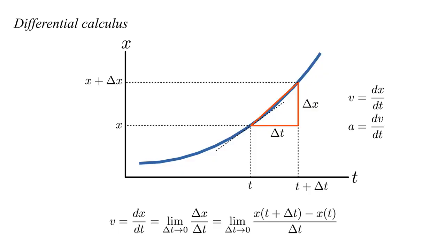We say that velocity is the derivative of position, and acceleration is the derivative of velocity. Acceleration tells us how fast velocity is changing, and velocity tells us how fast position is changing.